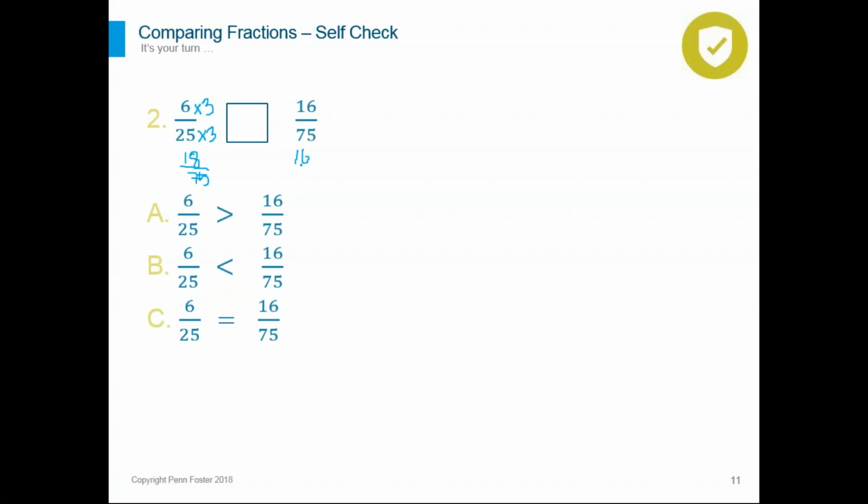Compare that with the original fraction, 16 over 75. Now compare the fractions, same denominators, compare the numerators. 18 is greater, so the fraction itself is also greater. So the answer is A.